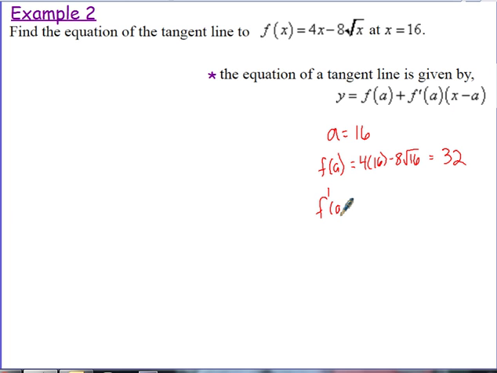F prime of a. Okay, so I need to do what? I need to find the derivative. So here's my f of x. F of x is equal to 4x minus 8 square root of x.